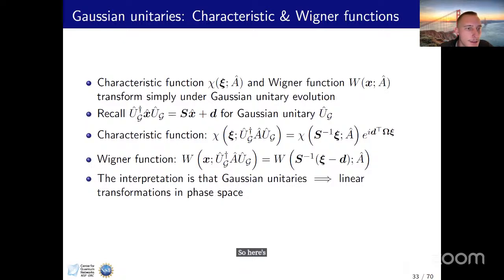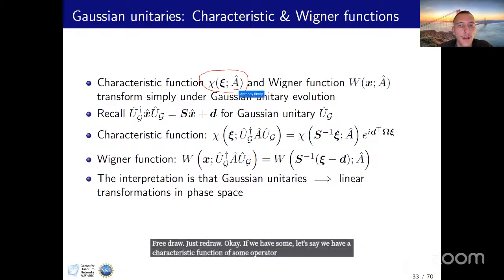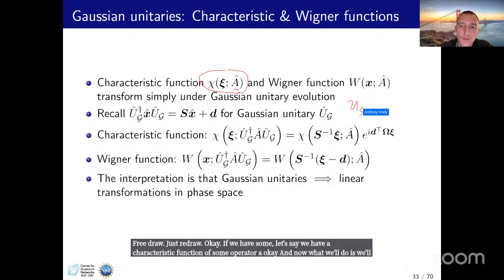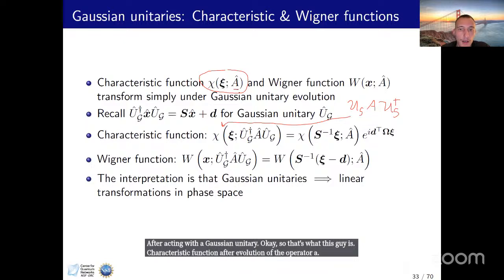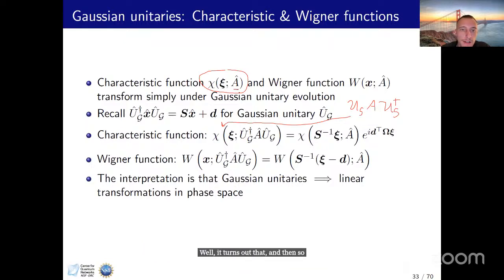Here's how I want to say this. Let me find where my thing went. Okay, there we go. If we have, let's say, a characteristic function of some operator A, now what we'll do is ask what's the characteristic function of the operator A after acting with a Gaussian unitary? That's what this is: the characteristic function after evolution of the operator A. Recall that this C here is just some random real number variable.